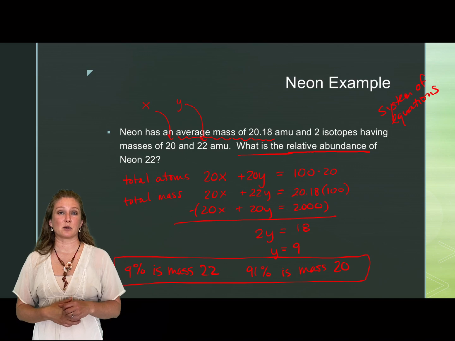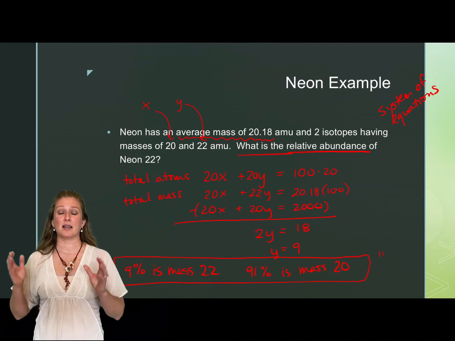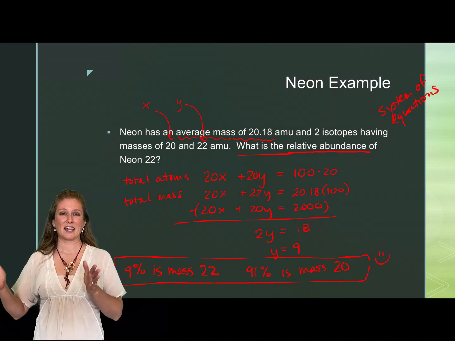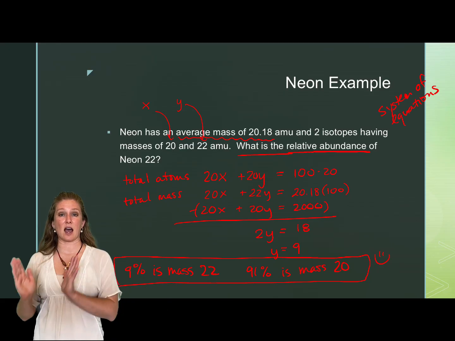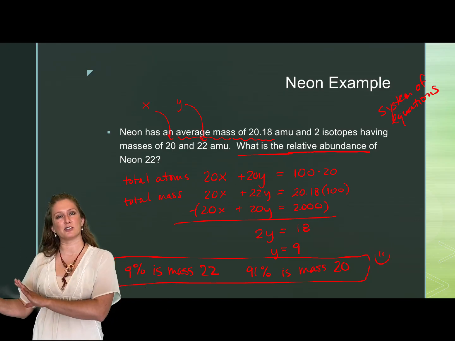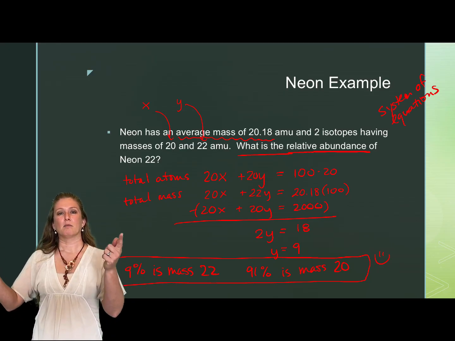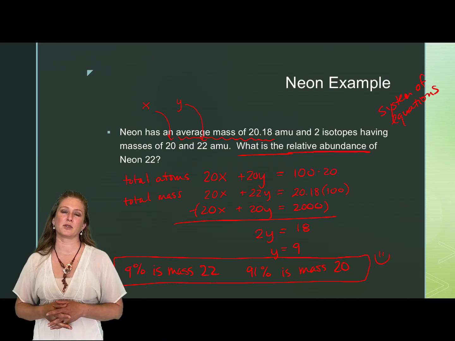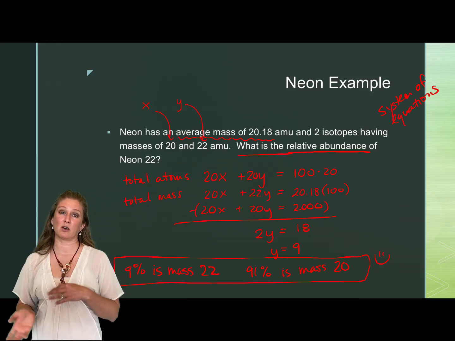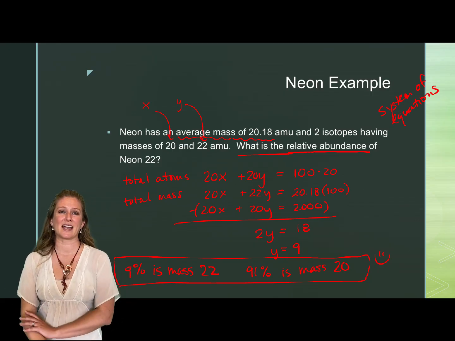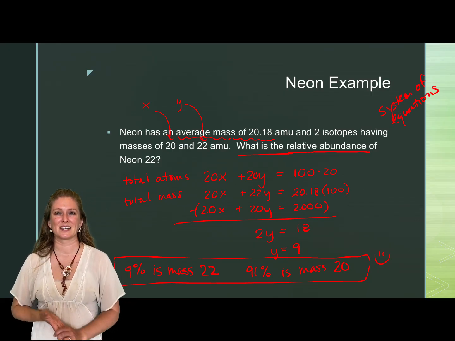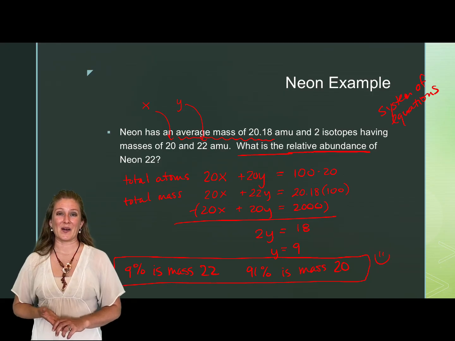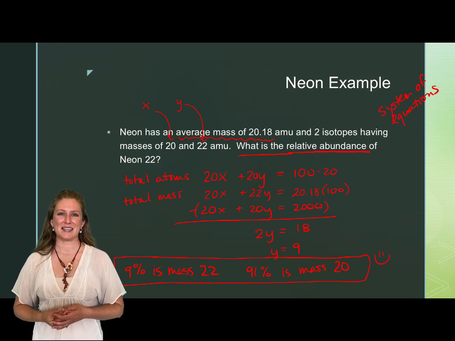So you can see this is a pretty simple method. X plus y equals 100, then the mass times x, the other mass times y, the average mass times 100. Multiply the first equation by the smaller of the two masses, subtract, solve for one of your variables, and then it's simple to solve for the other one because they have to add up to 100. All right, let's get this into your study guide, and then we'll practice some AP examples.